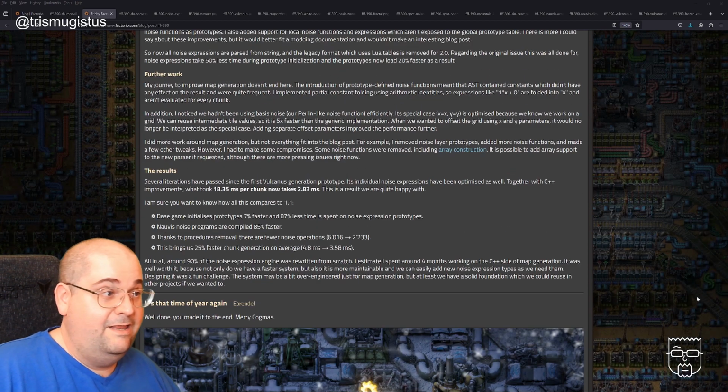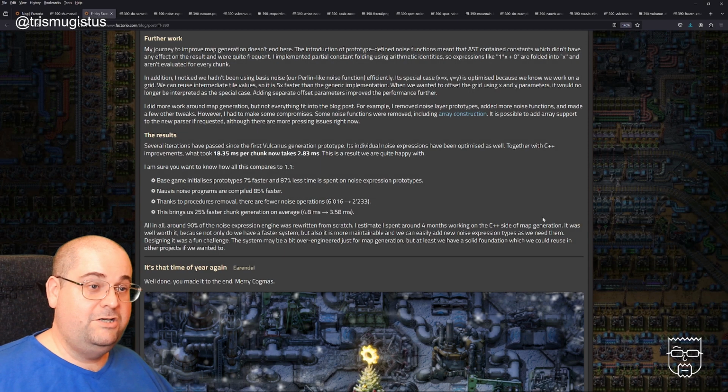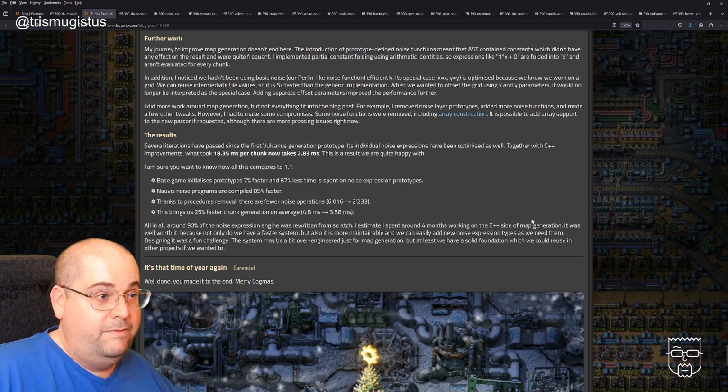I think we can all understand that bit. It's better, basically. Further work. My journey to improve map generation doesn't end here. The introduction of prototype-defined noise functions means that AST contained constants which didn't have any effect on the result and were quite frequent. I implemented partial constant folding using arithmetic identities, so expressions like 1 times x plus 0 are folded into x and aren't evaluated for every chunk.